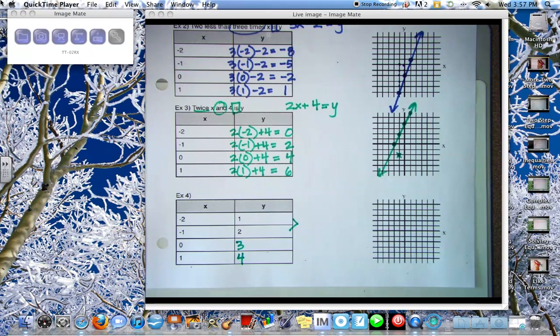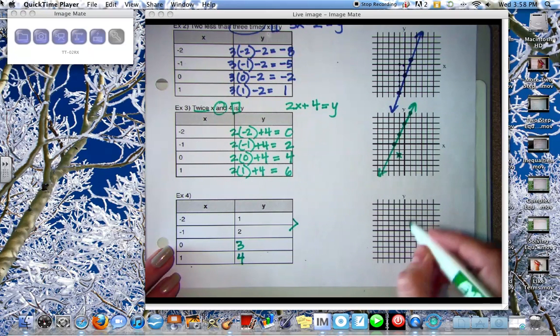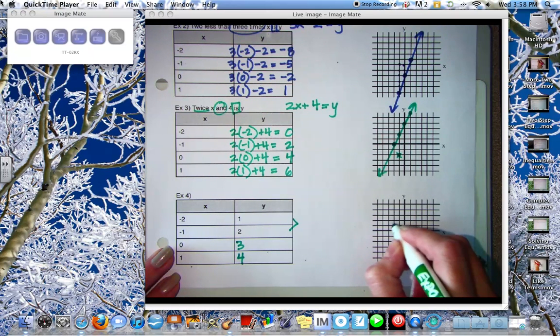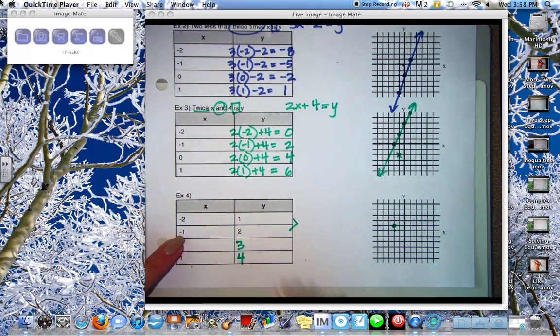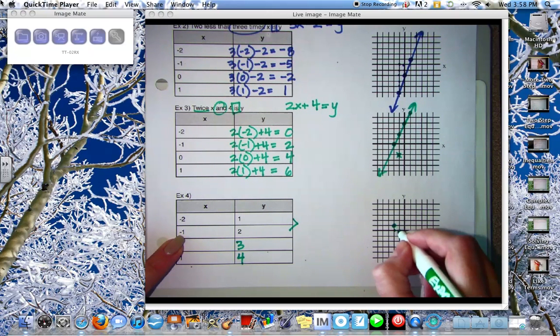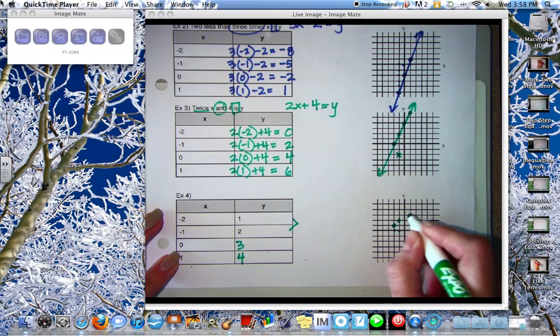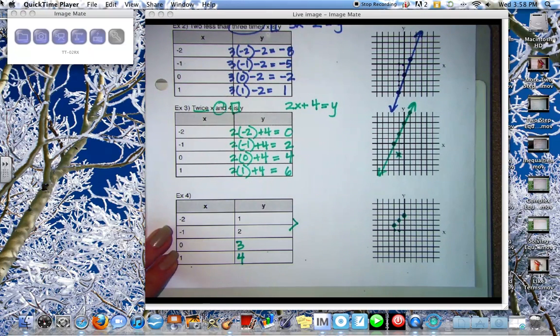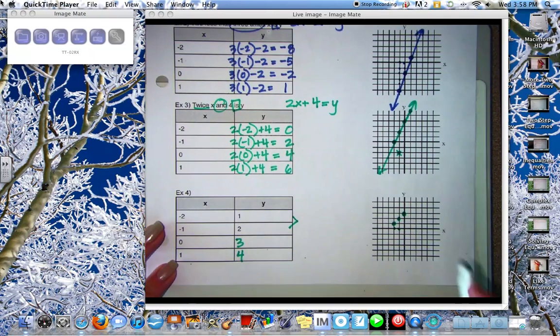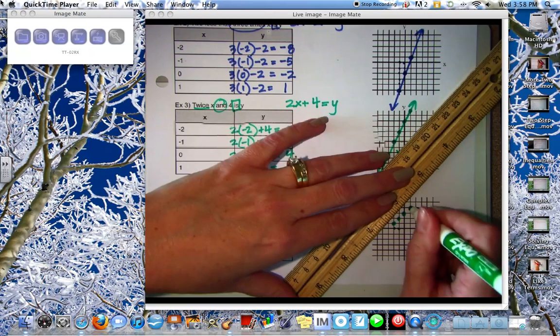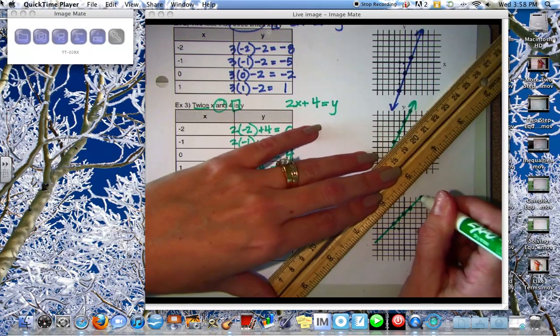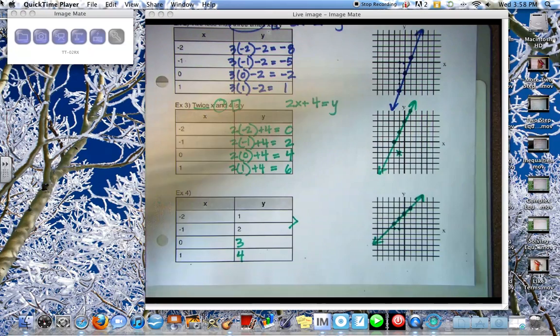So we're going to graph these. So we have negative 2 and 1. Our next ordered pair, negative 1 and 2, so we go over negative 1, up 2. Next is 0 and 3. And the last ordered pair, 1 and 4. So we go over to 1, up to 4. Now remember, I've told you, if you've created a straight line, then you've probably done it right. So all of our points are in a line, so it looks like we're good.